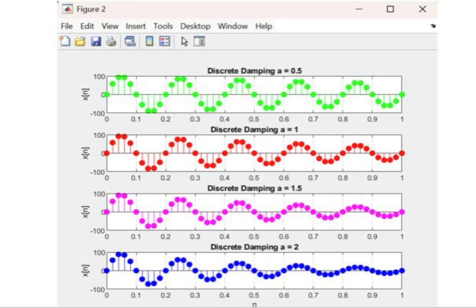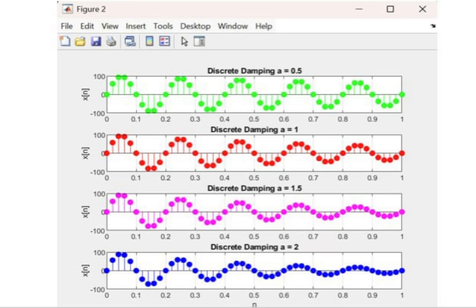For the last graph, it represents the wave with the highest damping value, which is 2. The amplitude drops very quickly right from the beginning. The oscillation almost disappears after a short time because the damping effect is very strong. Only a small oscillation can be observed at the end of the graph.